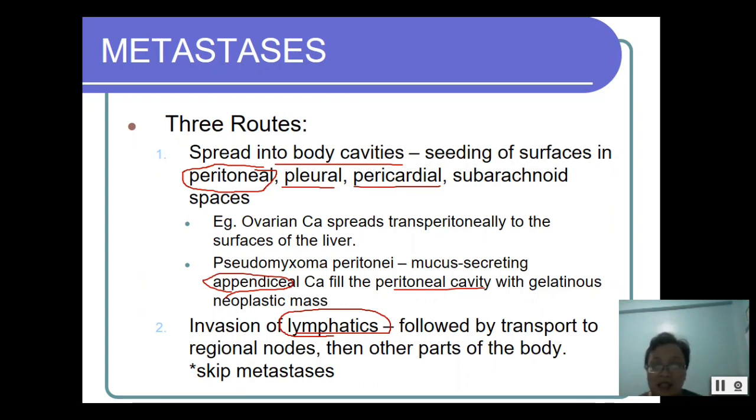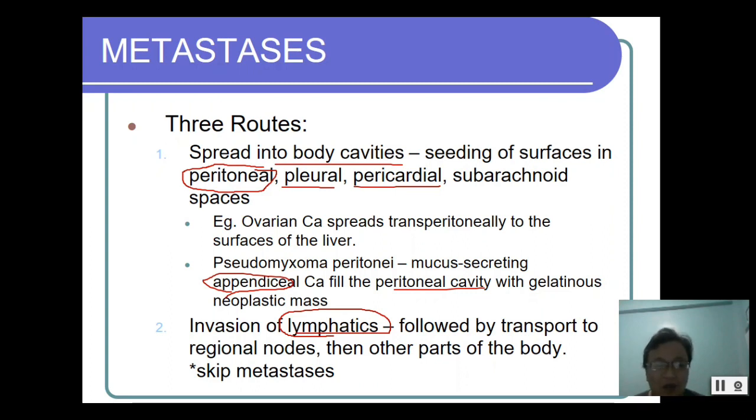Number two is via the lymphatics. We learned in our anatomy before that lymphatics absorb excess fluid in our body. So this circulates like your blood. The problem is, if the tumor goes to the lymphatics, it easily transfers to the different lymph nodes in the different parts of the body.